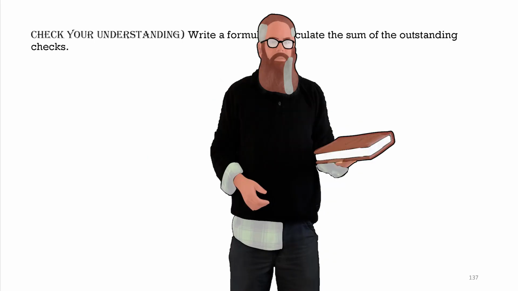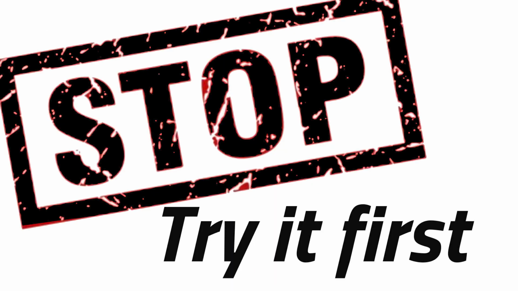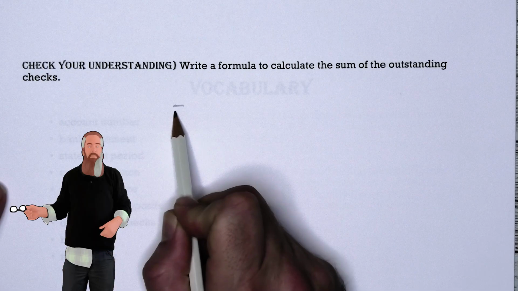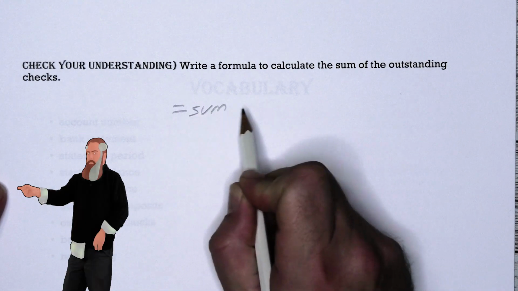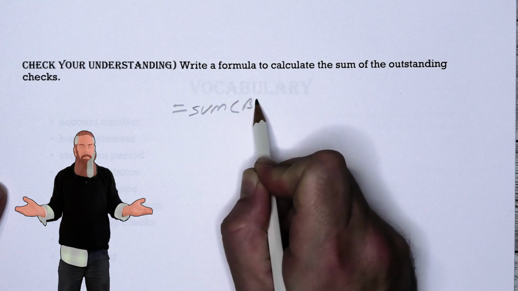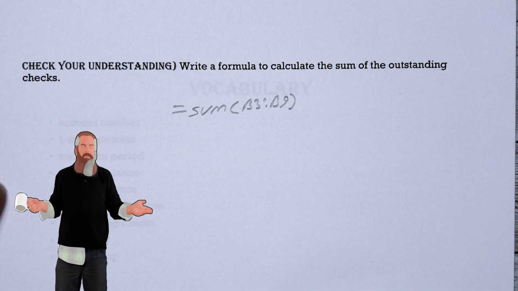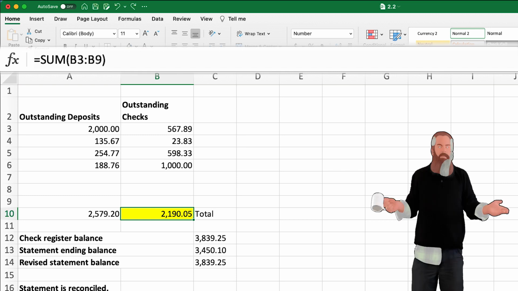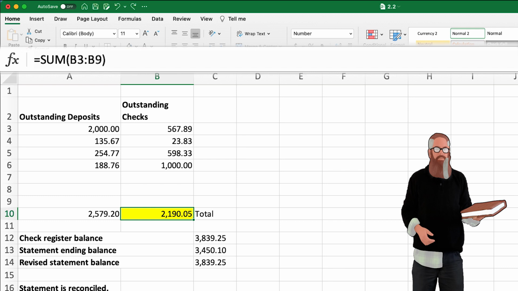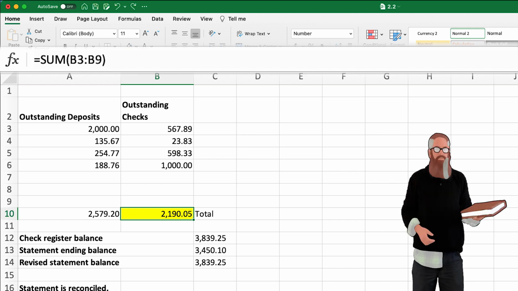Let's check your understanding and write a formula to calculate the sum of outstanding checks. If we're doing this in a spreadsheet like this problem had, all we're going to do is say equals SUM in all capital letters, open parenthesis, B3 colon B9, close that parenthesis, hit equals, and we're done. In B10, the highlighted box underneath the outstanding checks, we put equals SUM, open parenthesis, B3 colon B9, close parenthesis, and hit equals.